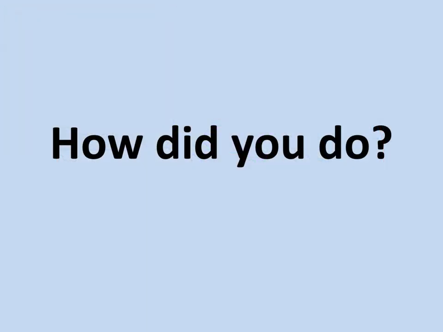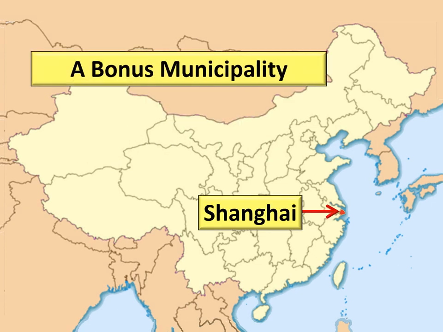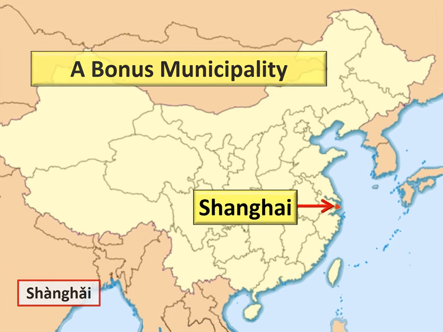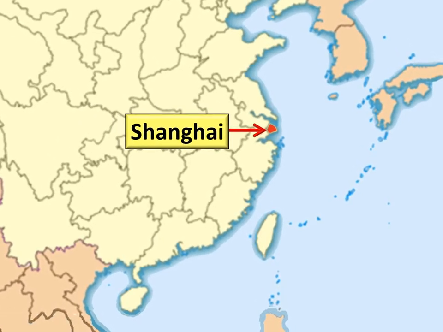How did you do? Watching this presentation a few times will help solidify your understanding. Let's learn two more place names. The city of Shanghai does not belong to any province. You are probably already familiar with its name. Shanghai is the most populous city in China. Actually, it is the most populous city in the world.